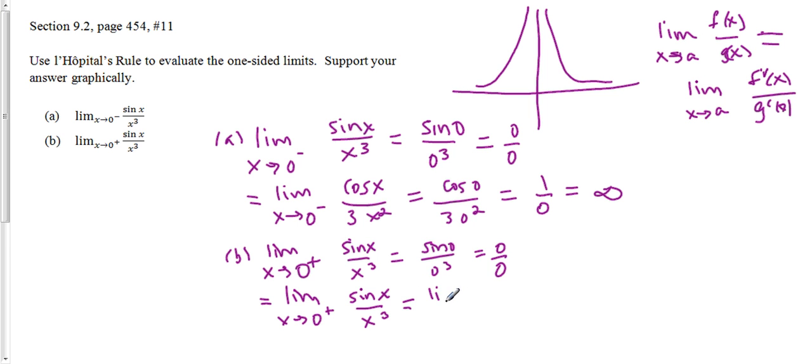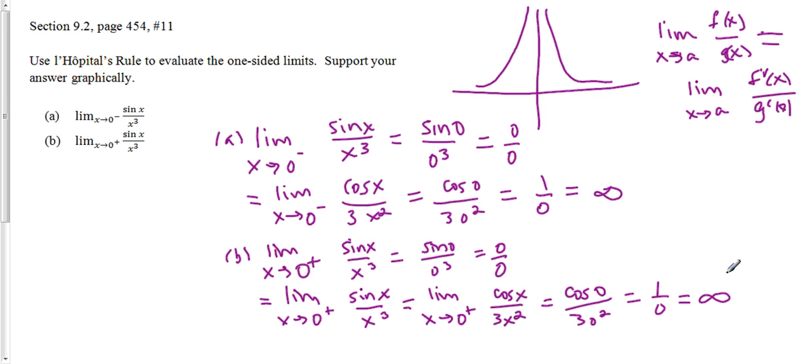So I'm going to have the limit as x goes to 0 from the positive side of cosine x over 3x squared. And when I substitute in, that's going to give me the cosine of 0 over 3 times 0 squared, which is going to give me 1 over 0. And like we said, that's an acceptable answer. That's infinity. And that looks like where the limit is going if we look at the graph.